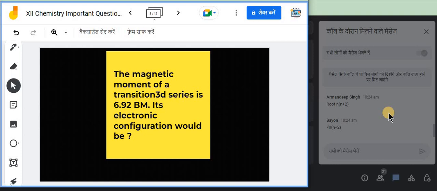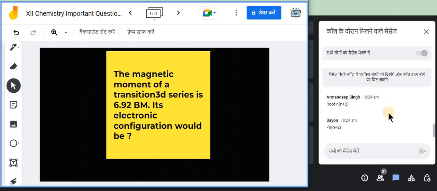Hopefully this is clear to you. Yes or no? Please tell me. What would be the approximate n value coming? What would be the approximate n value if you can calculate? That would be great. So we can find out the electronic configuration also in this map.